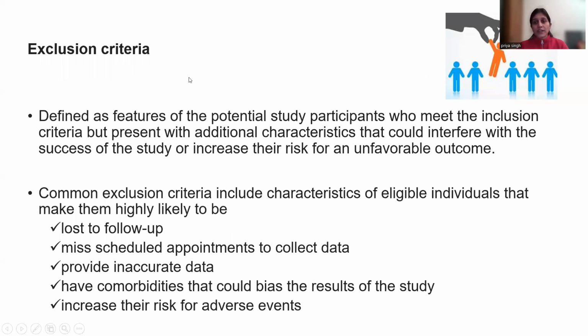While exclusion criteria are defined as features of the potential study participants who meet the inclusion criteria but present with additional characteristics that could interfere with the success of the study or increase their risk for an unfavorable outcome. Common exclusion criteria include characteristics of eligible individuals that make them highly likely to be lost to follow-up, miss scheduled appointments, provide inaccurate data, have comorbidities that could bias the result of the study, or increase the risk for adverse events.